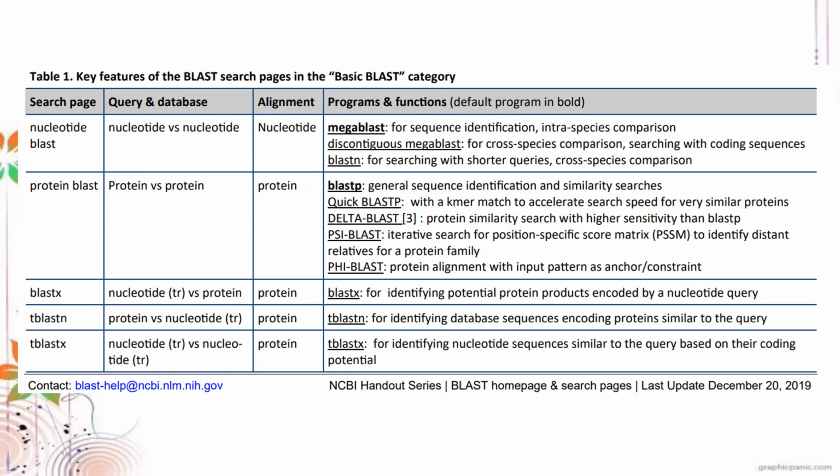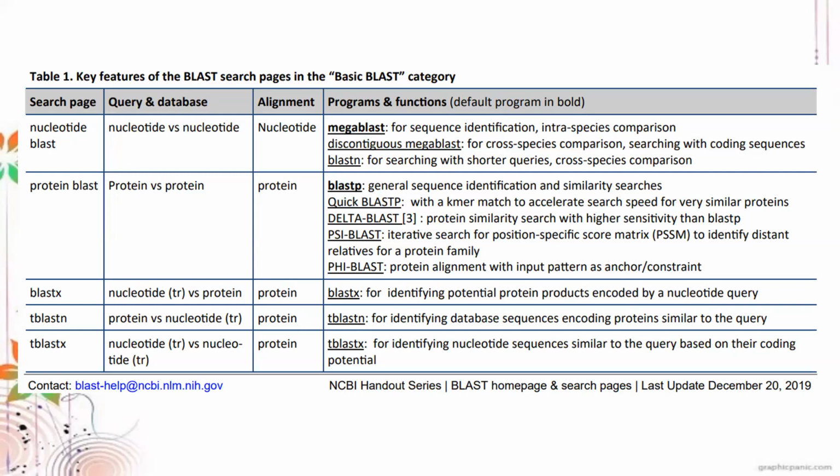And then you have the protein BLAST. This is protein versus protein. So you have BLASTp, the ubiquitous one, for general sequence identification and similarity searches. You can have quick BLASTp. This one is much faster with k-mer matches to accelerate search speeds for very similar proteins, but as is usually the case with faster searches, if you want speed, you sacrifice something, and in this case, it's accuracy. And DELTA-BLAST, a protein similarity search with higher sensitivity than your BLASTp. So quick BLASTp is lower sensitivity, faster. DELTA-BLAST is higher sensitivity, but usually slower.